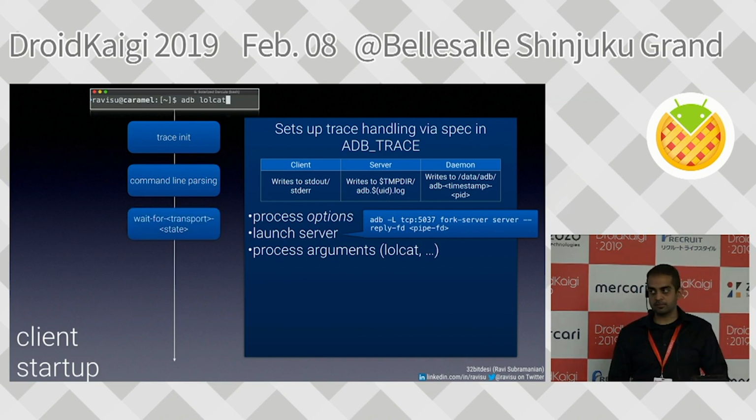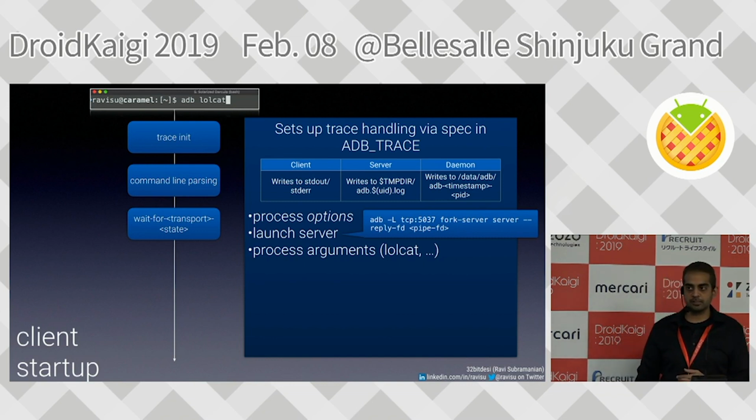There's also this little trick that you may or may not know. You can say wait-for- and then a transport state. So the quick example is wait-for-device. So you can say adb wait-for-device logcat, and that'll actually wait for a device to be connected before it attempts to run the next command. This is useful for automated testing, for example.